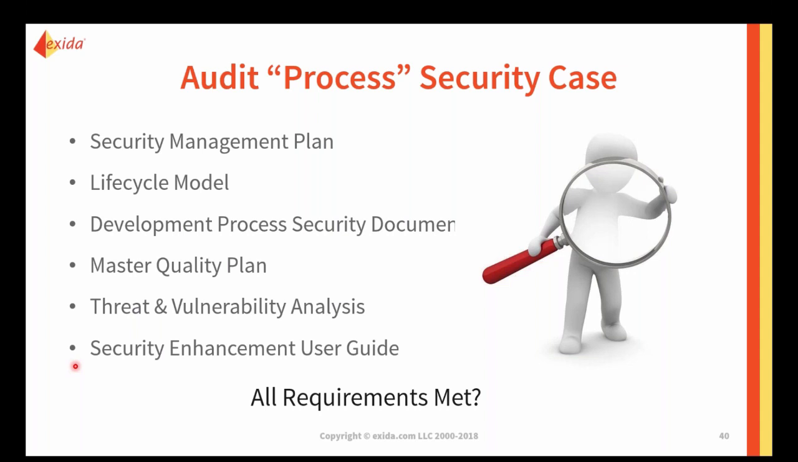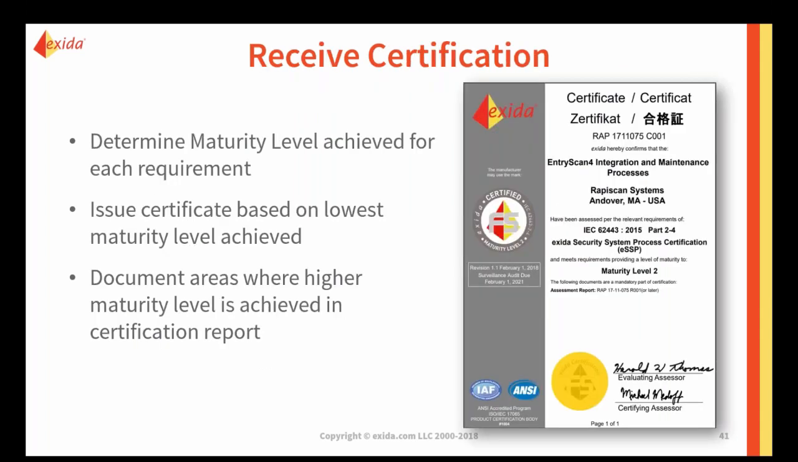are achieving enhanced security. And so after everything is gone through kind of with that fine-tooth comb, if all requirements are met, that is when certification would be received. And so the process for this is that the maturity level for each requirement and the profile being certified to is looked at and determined. And then the certificate is going to be issued based on the lowest maturity level achieved. Because if you're maturity level 2 in some portions and maturity level 3 in others, you're not yet ready to be certified to maturity level 3, but you can receive maturity level 2 certification.